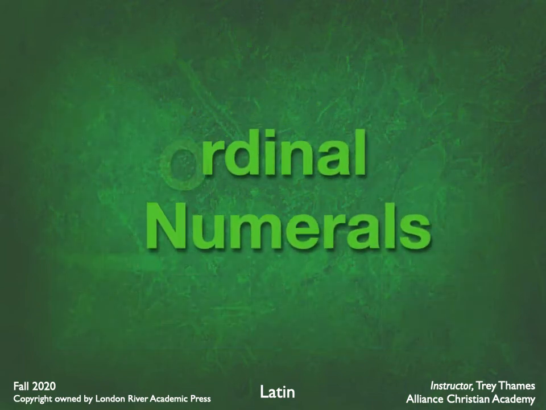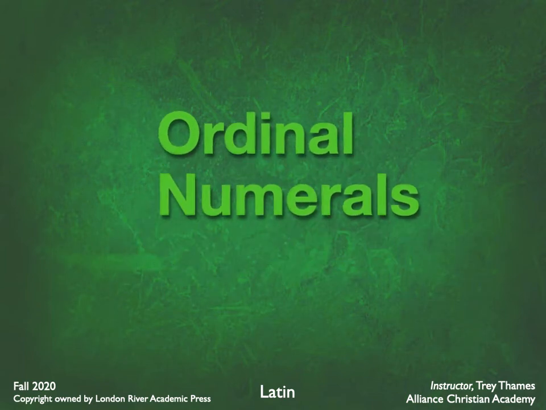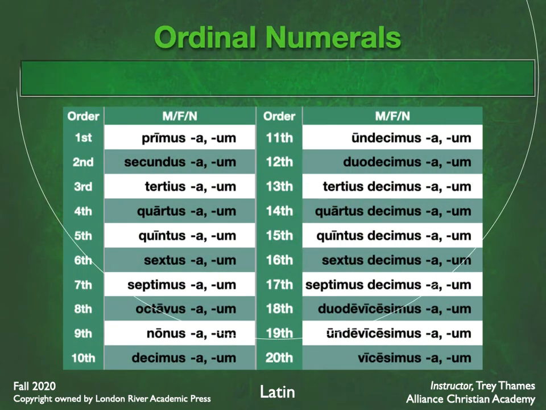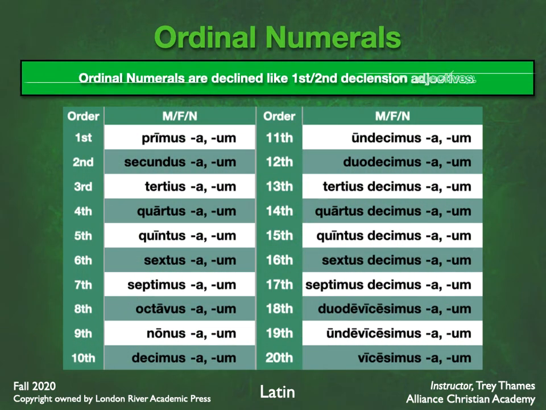Let's take a look at your ordinal numerals. And these are actually very easy to recognize. This is basically a vocabulary list, but you should be able to recognize these first 20 ordinal numbers. They are declined just like any other first and second declension adjective. Primus, a, um, first. Secundus, a, um, second. Tertius, a, um, third. Quartus, a, um, fourth. Quintus, a, um, fifth. Sextus, a, um, sixth. You get the idea. Septimus, octavus, nonus, decimus.